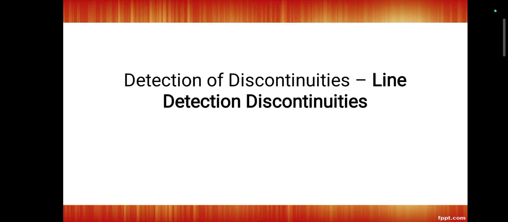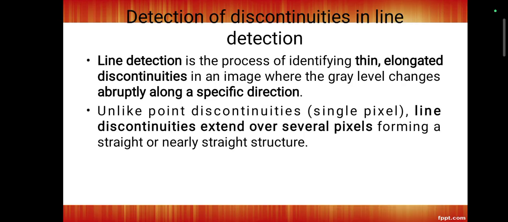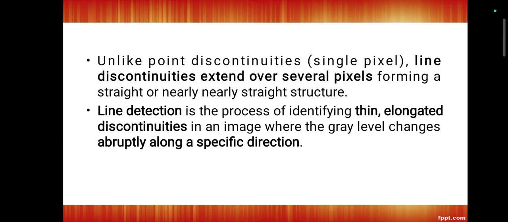Detection of discontinuities, that is line discontinuities. Line detection is the process of identifying thin, elongated discontinuities in an image where the gray level changes abruptly along a specific direction. Unlike point discontinuities, which happen inside a single pixel, line discontinuities extend over several pixels, forming a straight line-like structure.